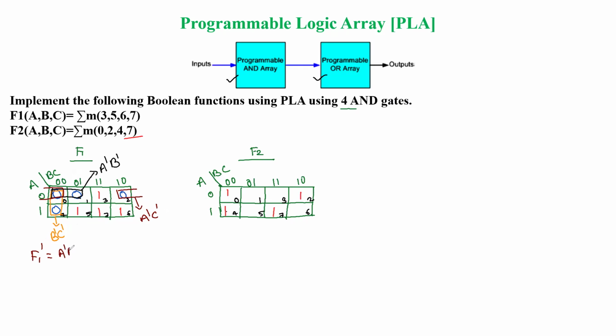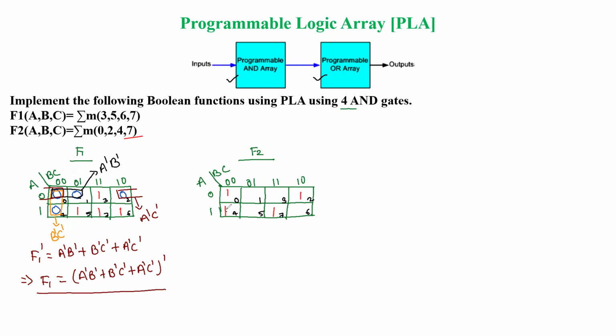That value is A dash, B dash plus B dash, C dash plus A dash, C dash. And we know that the complement of the complement is the number itself. So if we apply the complement on both sides, LHS and RHS, we'll have F1 complement of complement, so we'll get F1. And on the RHS, we have A dash, B dash plus B dash, C dash plus A dash, C dash, complemented. So now we got the F1 function.